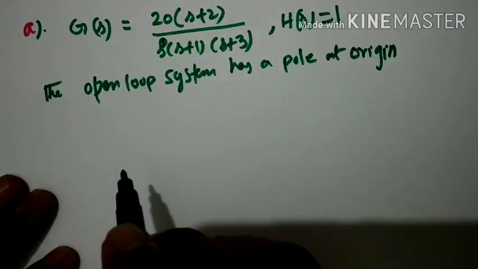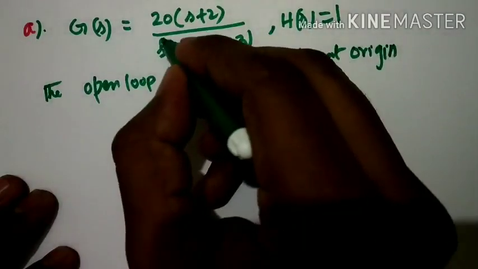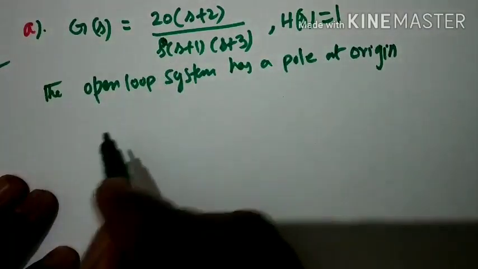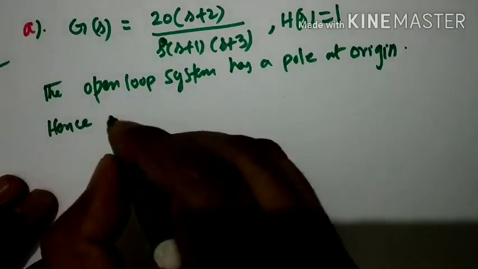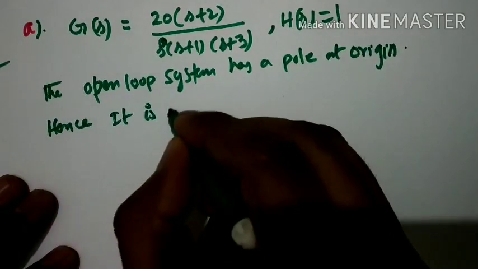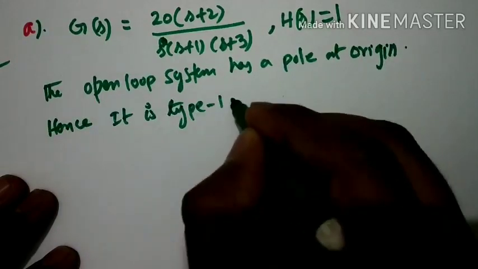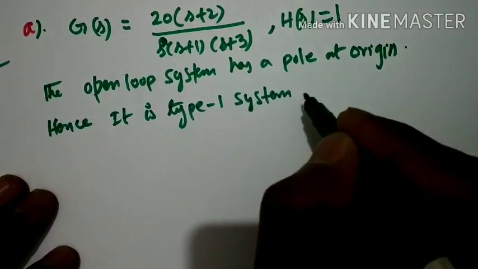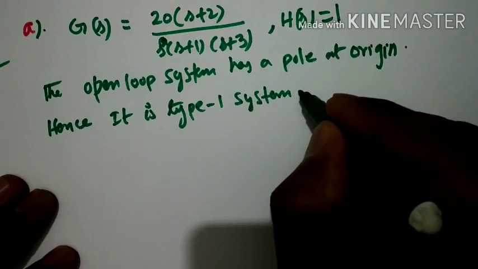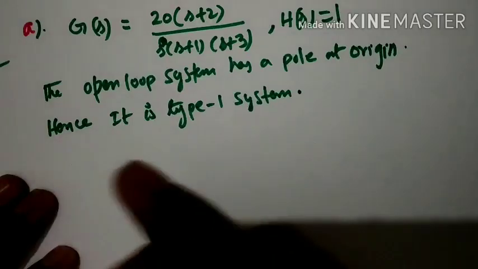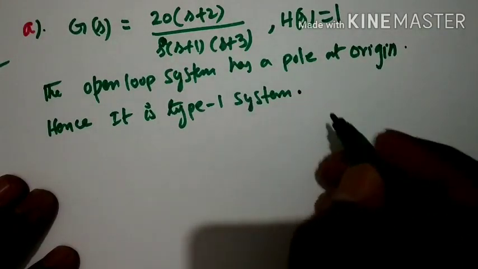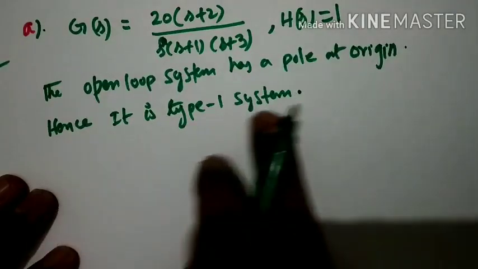As there is a pole at the origin, so one pole is there at origin. Okay, so we say that it's a type 1 system. Hence it is a type 1 system. In a system with type 1, the velocity input will give a constant steady state error.